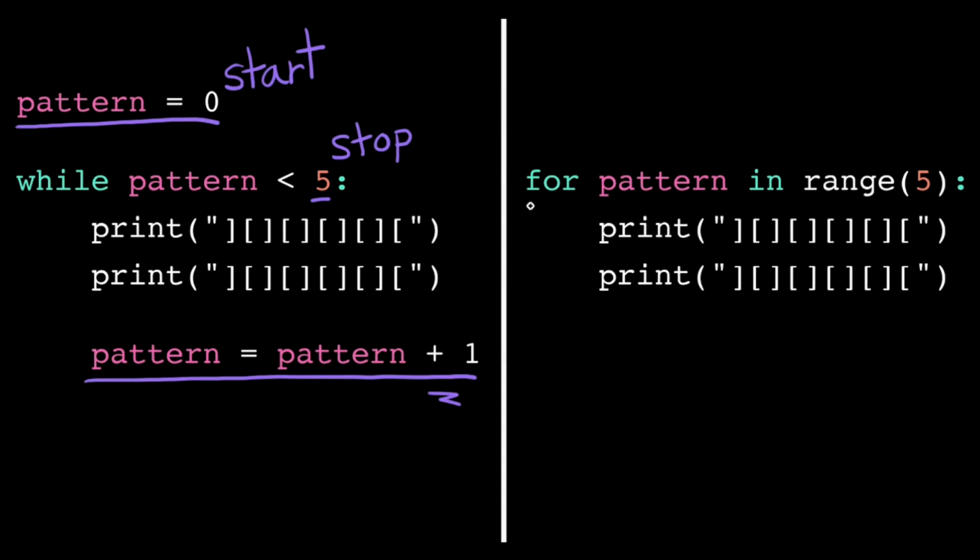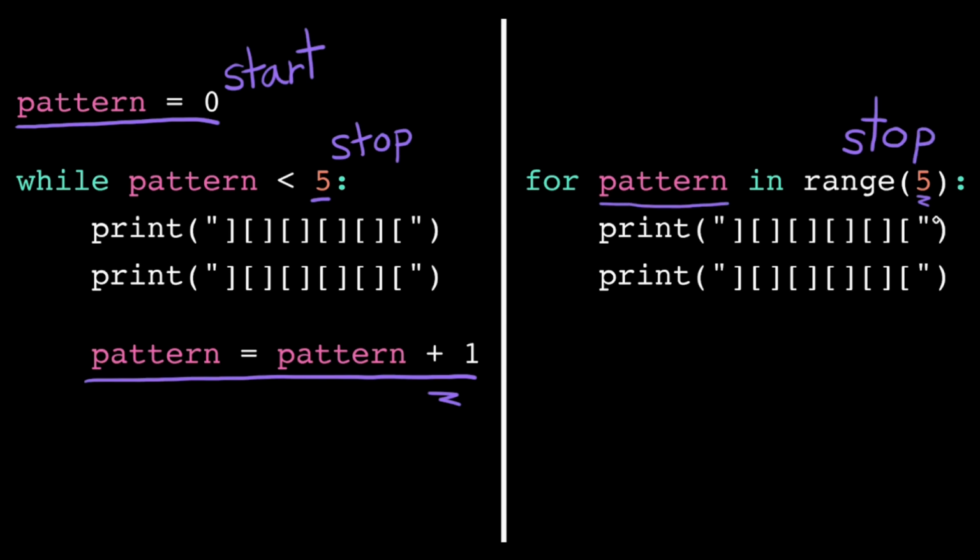A for loop starts with the keyword for, then the name of the loop variable, the keyword in, and then the range function, ending of course with a colon. The argument to the range function is just the stop value for the loop variable, which tells the computer when to terminate the loop. This while loop and this for loop are now equivalent. They do exactly the same thing when executed.